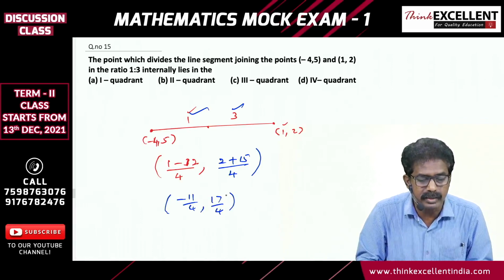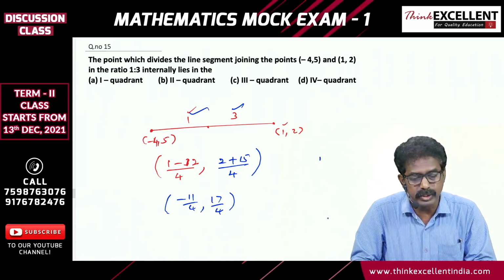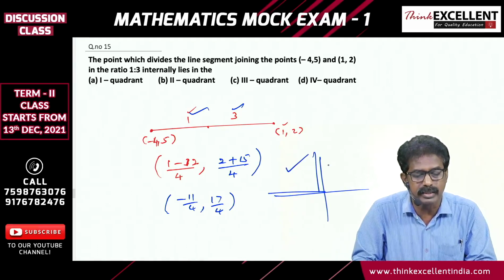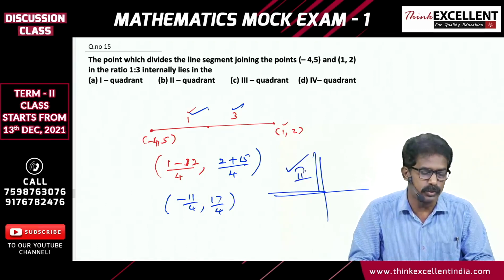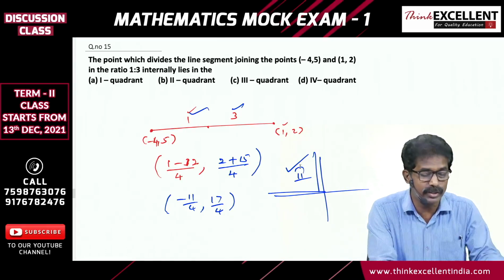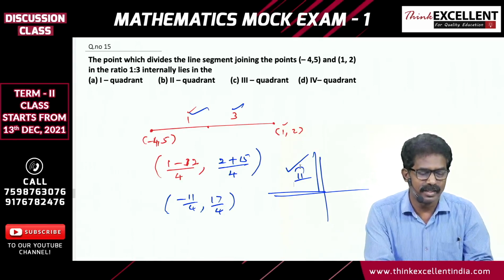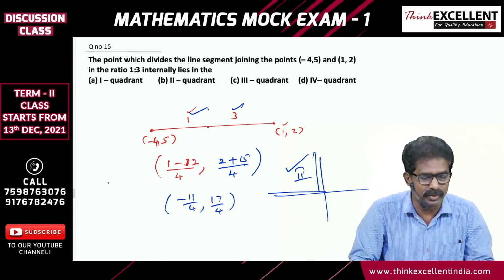But they asked, the answer lies in which quadrant? Here the x value is negative and the y value is positive, so it is in quadrant number 2, the second quadrant. Suppose both are negative, then it will be in which quadrant? Third quadrant. It will be in the third quadrant.